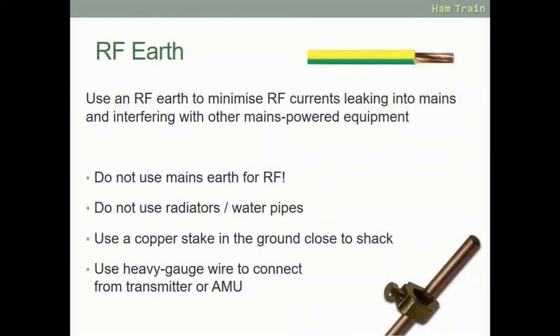RF earth. Use an RF earth to minimize RF currents leaking into mains and interfering with other mains powered equipment. You may find outside your house, normally near where the power comes into the house, there will be what's known as an earth rod stuck in the ground. And that's what this picture is of here. It's an earth rod. And it's a copper stake stuck in the ground, at which all the earth from the house's electrics go into.